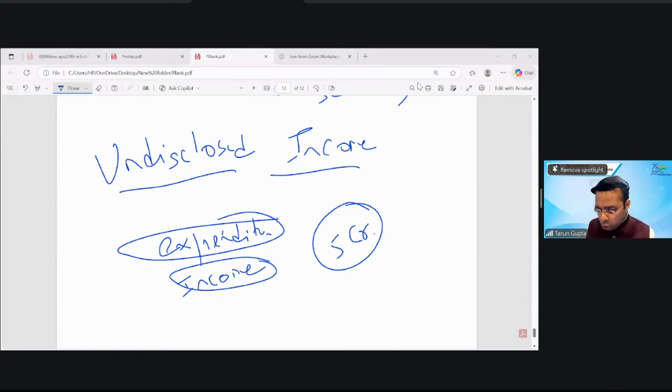On which basis does the AO do the previous 6 years block assessment? So if there is a search, then the AO has to do the 6-year block assessment, the law says. So the basis is the search. If the search has happened in the premises of the assessee, then the AO is mandatorily required to do the assessment for the block period of 6 years. Understood?